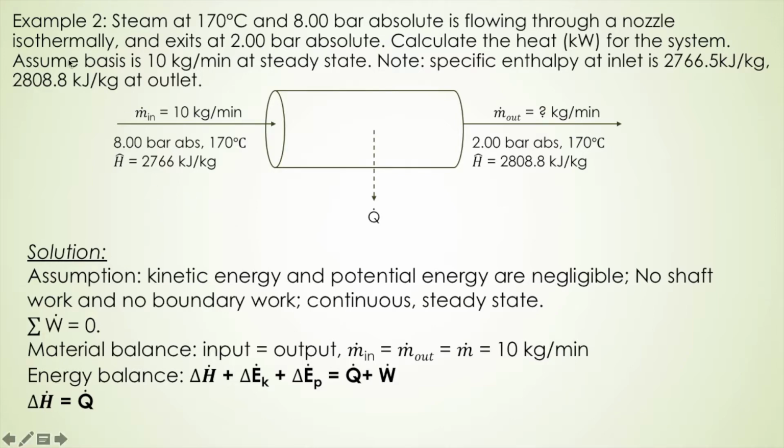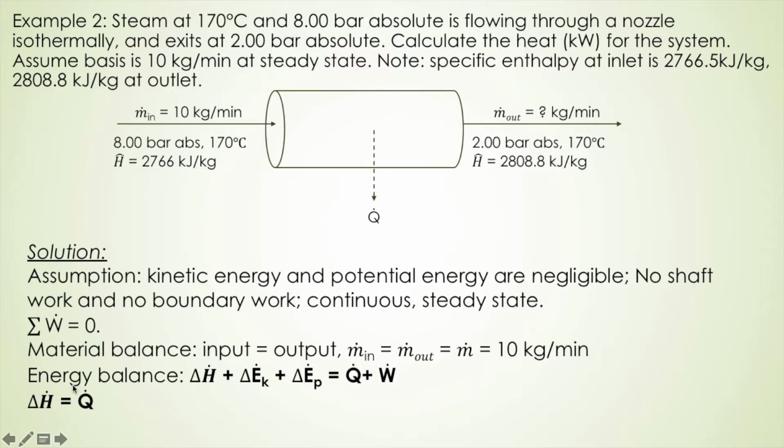Now, based on the problem statement, this is a good example of an open system. Obviously, there's mass flowing in and out continuously at steady state. So this is an open system, continuous steady state problem. Then we know that the material balance for an open system is input equals output, and the input is 10 kg per minute of steam, equal to output, and we can represent it with one symbol, m dot.